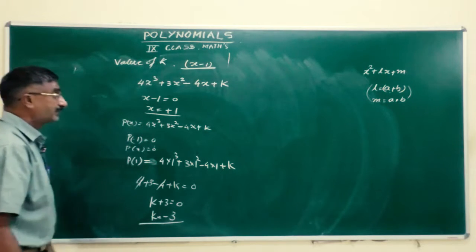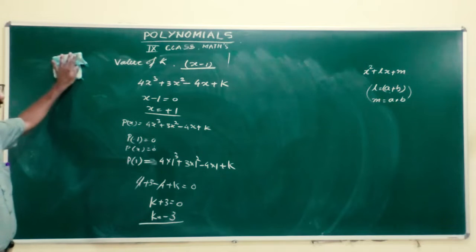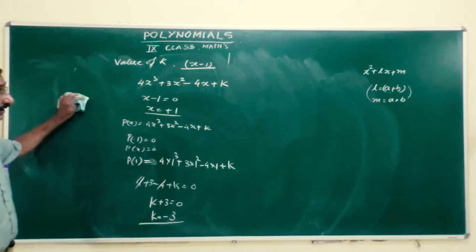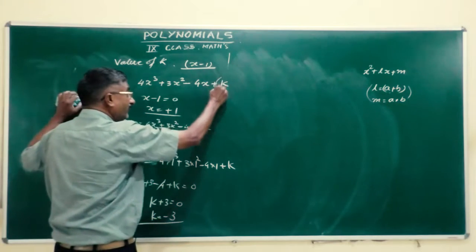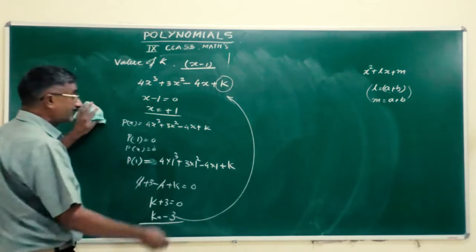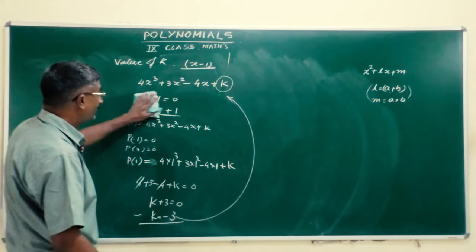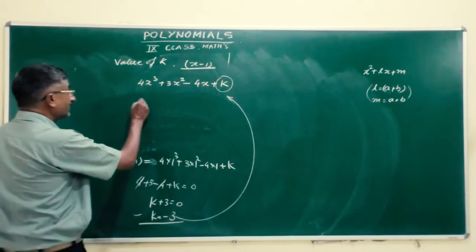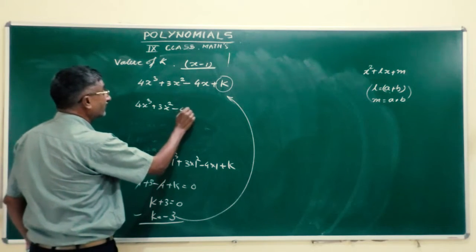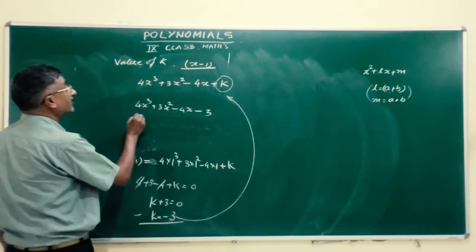It means if we substitute the value of k is equal to minus 3, then x minus 1 becomes the factor of the polynomial given. Clear? If we substitute the value of k is equal to minus 3, what are we getting here? Up to this level, this answer is correct. How this is a factor, I will show you. That is 4x cube plus 3x square minus 4x minus 3. This is the substituted value. So what will we do?